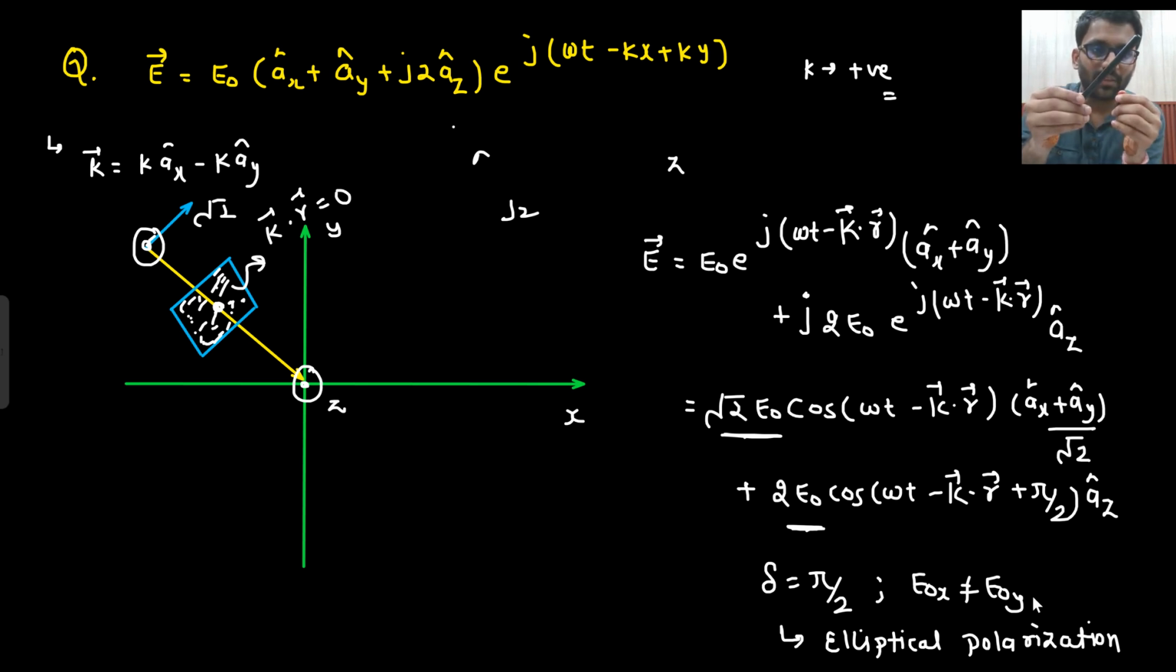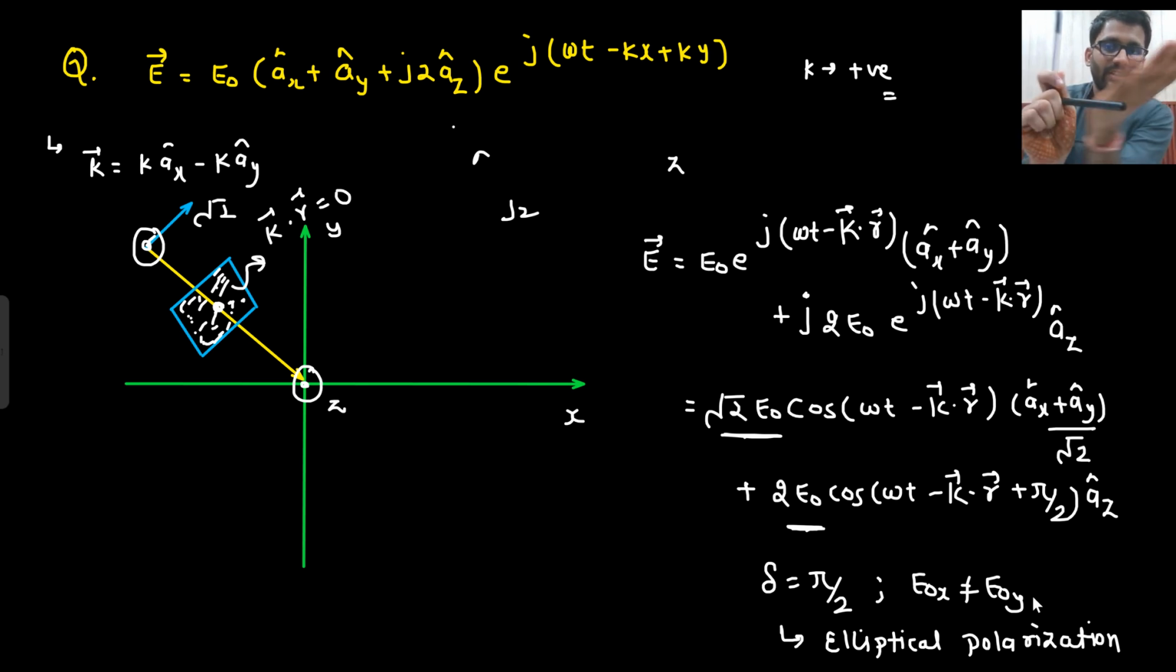This is my ax cap plus ay cap divided by under root 2, and this is my az cap. So if I need to tell the direction of propagation, where is the direction of propagation? If I have another pen, so this is my ax cap plus ay cap under root 2, and this is my az cap. So what is the direction of propagation?